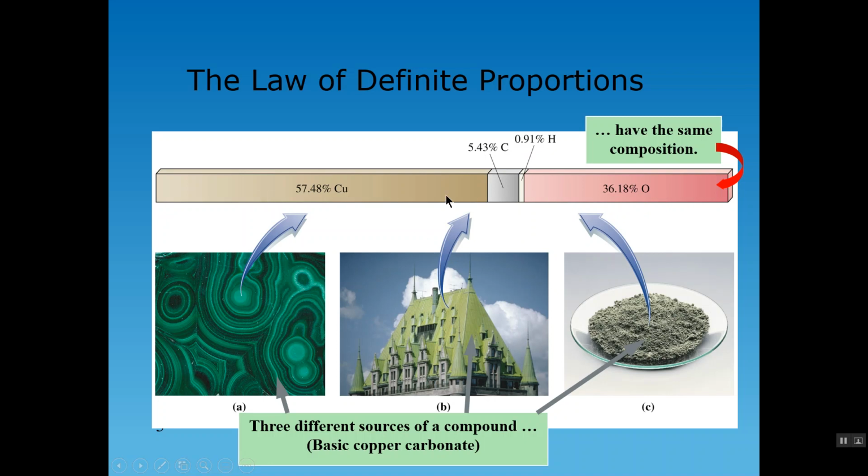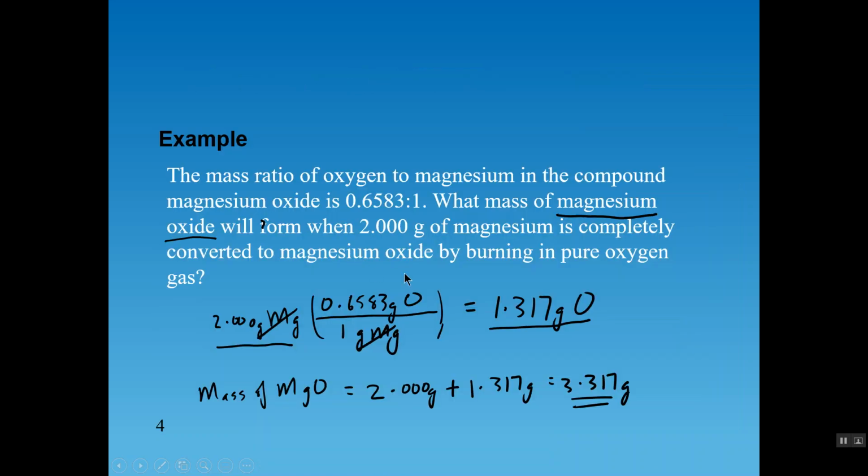And this percentage composition of basic copper carbonate will be the same regardless of where you find this compound, right? So if you find it on the roof of this church building, or if you have a sample somewhere in the lab, it doesn't matter where you get it from. If it's the same compound, then the percentages of the different elements by mass present in that compound will be the same, all right? So that's basically what the law of definite proportions is saying.